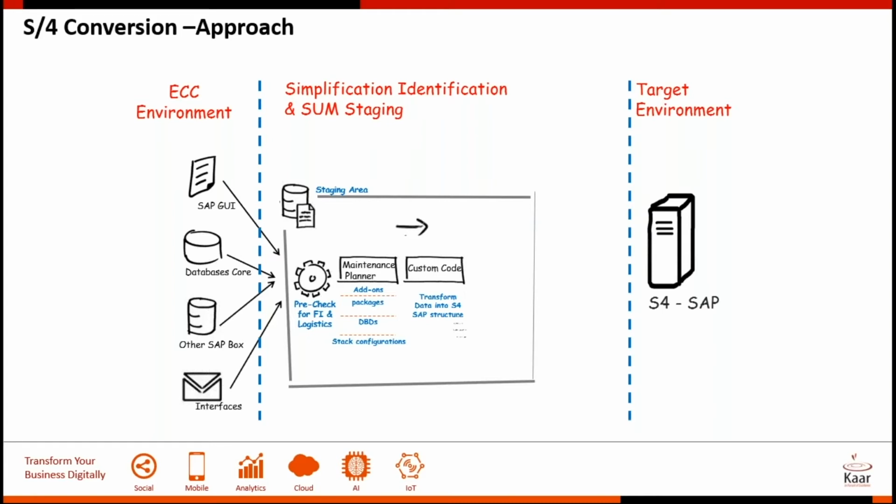And so considering all these steps, we end up with SUM, which is System Upgrade Manager. Basically, System Upgrade Manager will check that all the preceding steps, pre-checks, maintenance planner, and custom code, have turned green before doing the SUM uptime and downtime. Basically, what happens in the SUM? A system conversion has three main tasks. First, database migration, where if the source system is based on a non-HANA database, it will be migrated to the S4 HANA database.